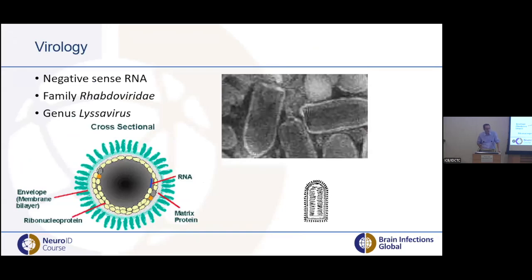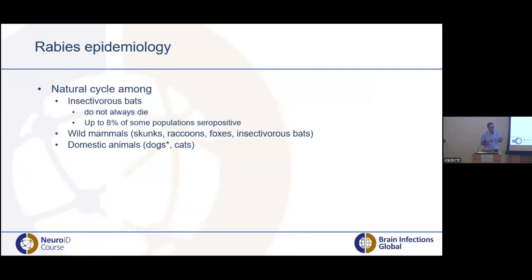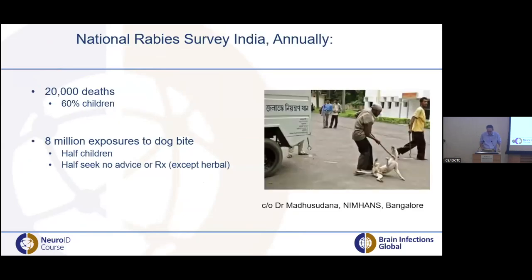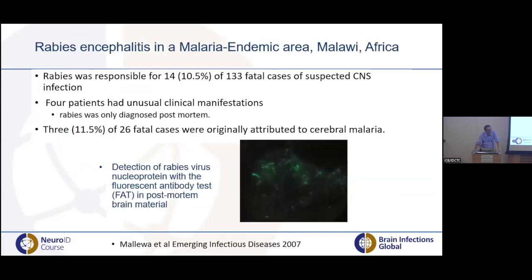Do you know what the natural host is for rabies virus? Which animal hosts it naturally? Bats, good. There you go. So the natural cycle is insectivorous bats. And then it spilled over many years ago into terrestrial animals, dogs, raccoons, monkeys, and most human infections come from those animals. Here's India, lots of rabies in India. And like I said, even in Malawi, which was supposedly rabies-free, once we started looking, we found it.